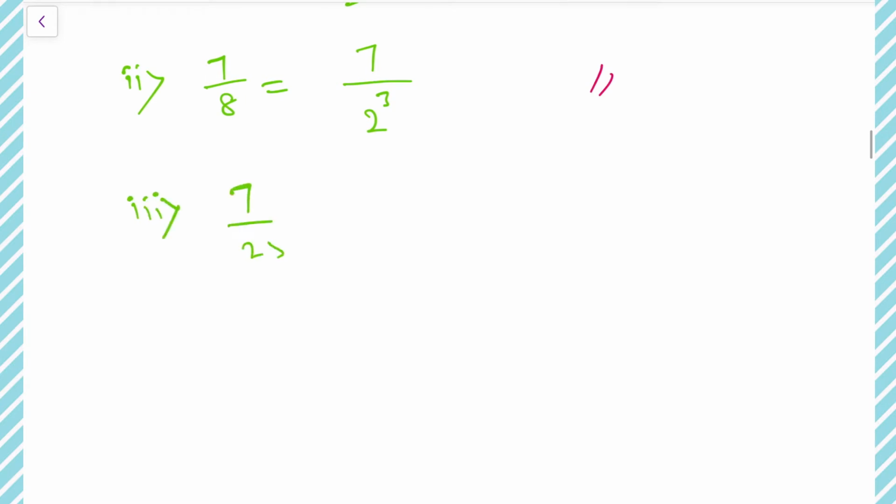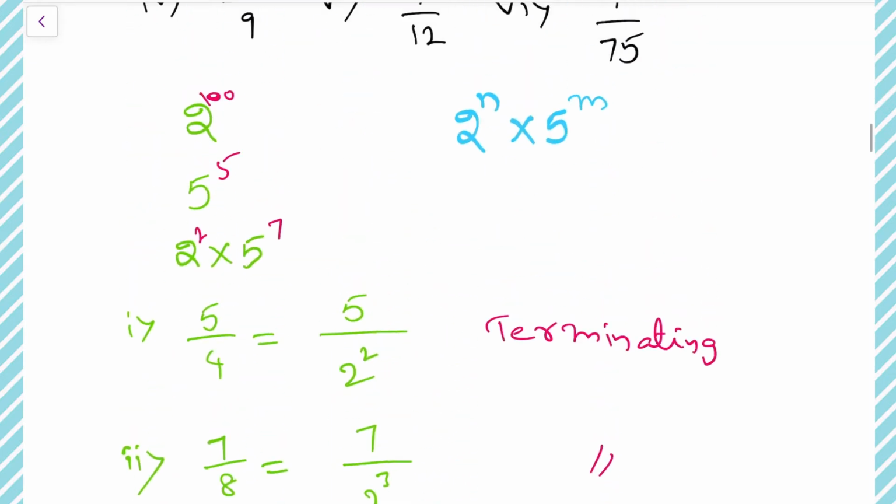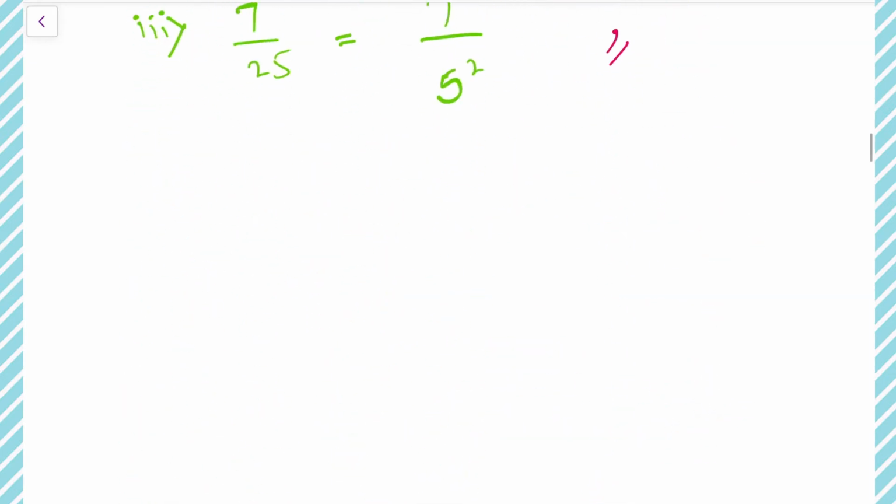7 by 25, if we do prime factorization, it will become 5 square. So here 5 square is in the denominator, which means only 5 is there. I already said we need not worry about the power, only the base we need to take care of. Here the base is 5, so only 5 is there, then obviously this is also terminating. Next, question number 4, 7 by 9.